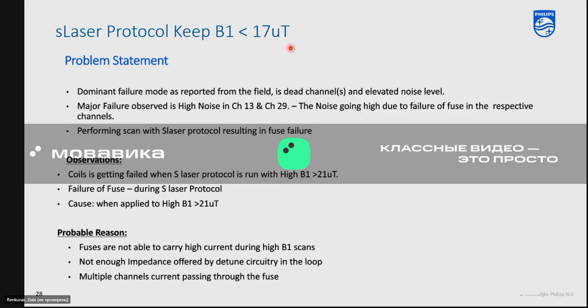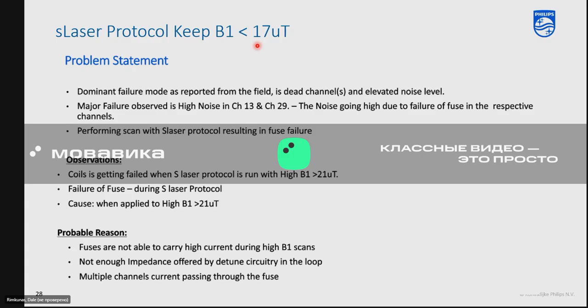So get your customer to assure you that they're not going to go above 17 microtesla until this coil is redesigned. There will be a penalty on the image quality that they're going to receive on this. So it might be worthwhile to bring in an application specialist to work with them on this. The BU is aware of this and is giving support to application specialists to help customers out with this.